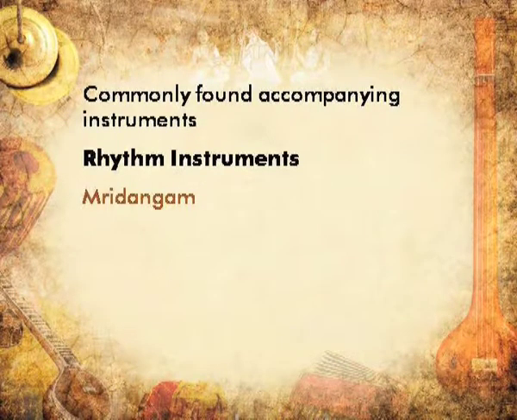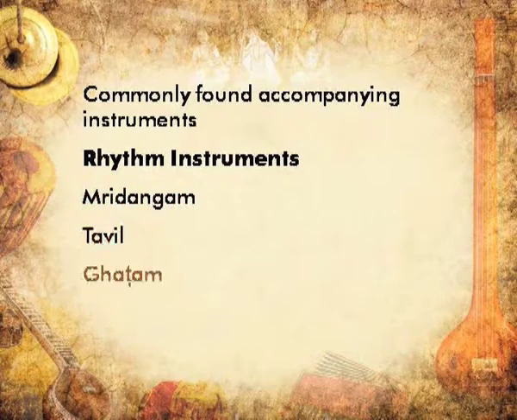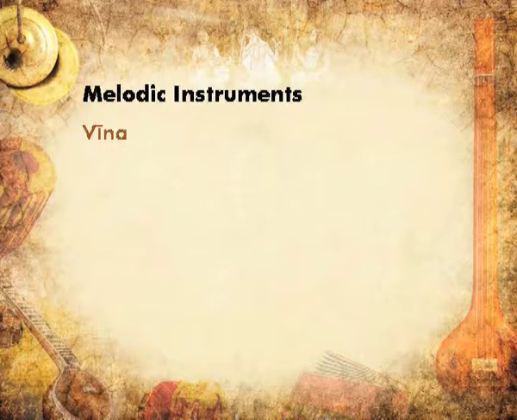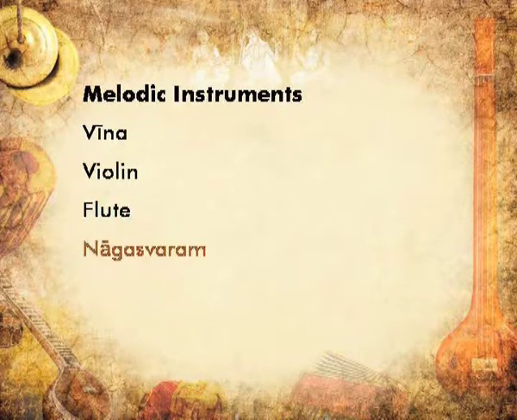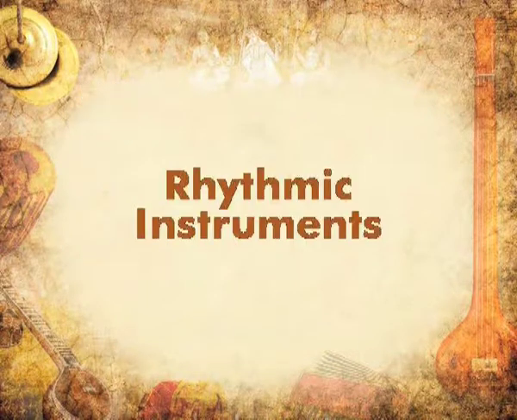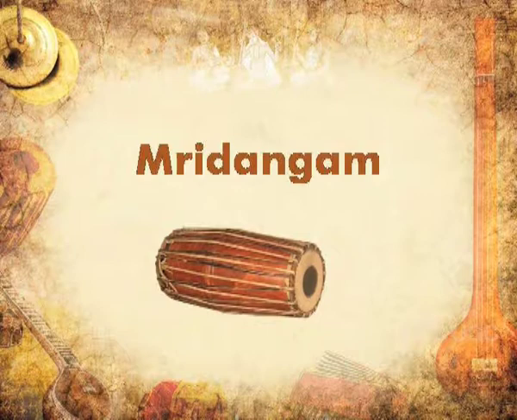Some of the most commonly found accompanying instruments that are in use today can be classified into rhythm instruments. This includes mridangam, tubble, ghatam and ganjira. Melodic instruments. This includes Veena, Violin, Flute and Nagaswaram. Let us discuss each one of it. Rhythm instruments. Mridangam.